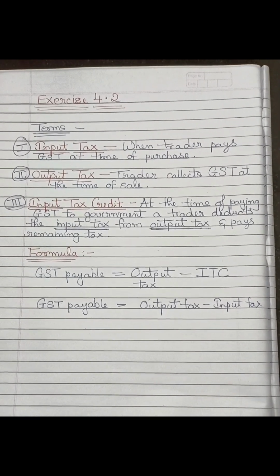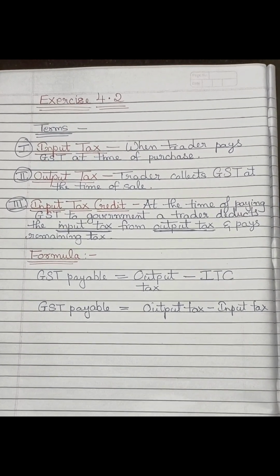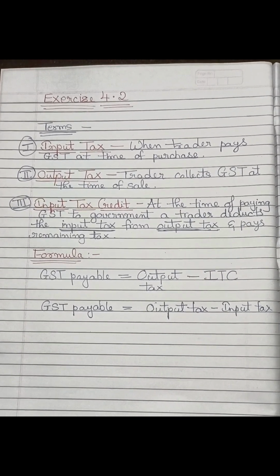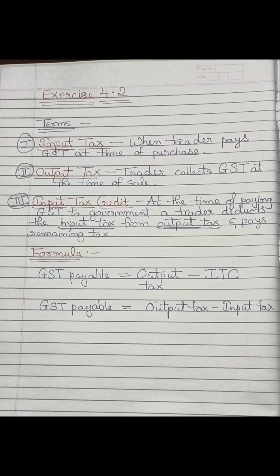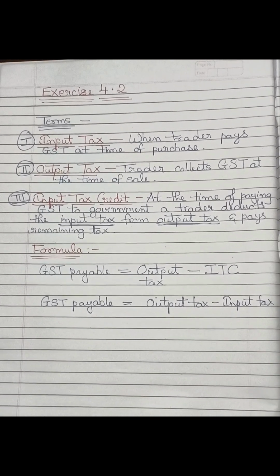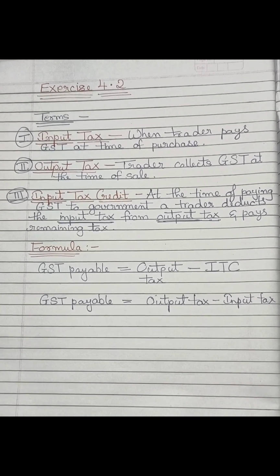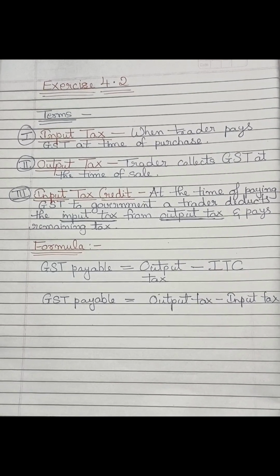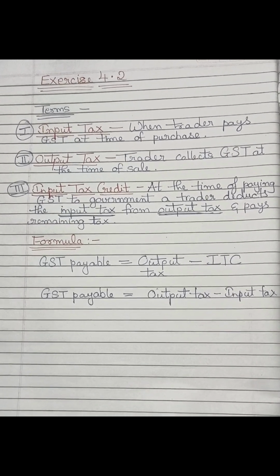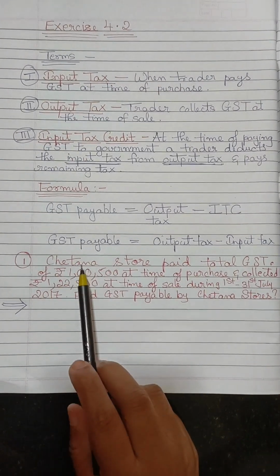So we have two formulas here. One is GST payable, the other one is also GST payable, but it has two different things. Output tax minus ITC, which is input tax credit, and the other one is output tax minus input tax. So it depends on the question. If they have given you ITC, then you have to minus it from output tax. And if they have given you input tax, then also you have to minus it from output tax. So let's start with the sums.